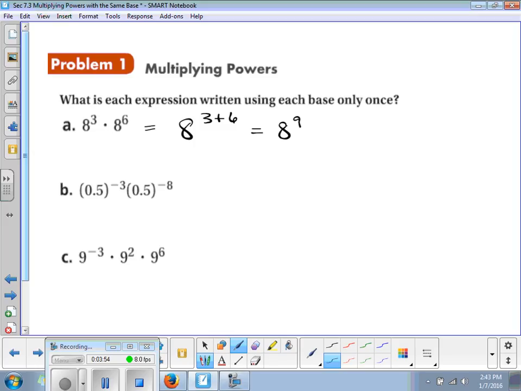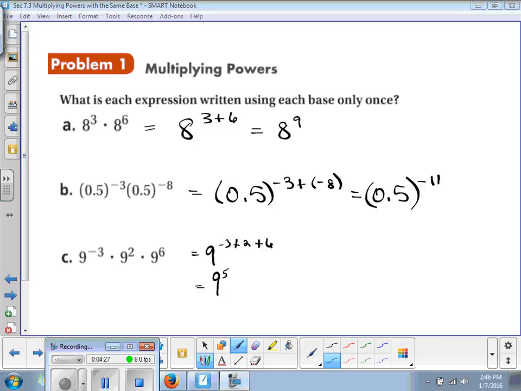For B, 0.5 to the negative 3 times 0.5 to the negative 8, same thing. You have 0.5 to the negative 3 plus negative 8. So that would give us 0.5 raised to the 8, 9, 10, 11, to the negative 11. Good. All right, so there's letter C.